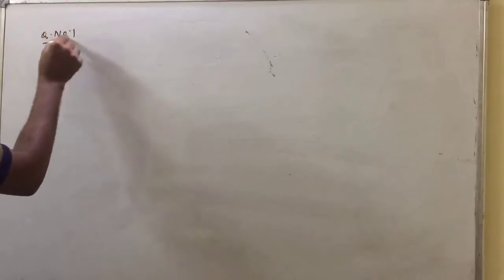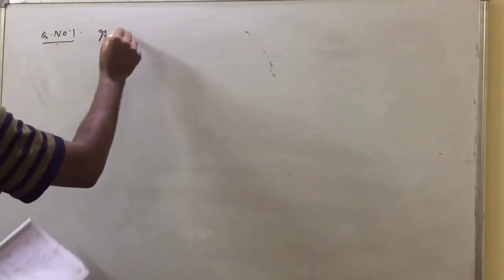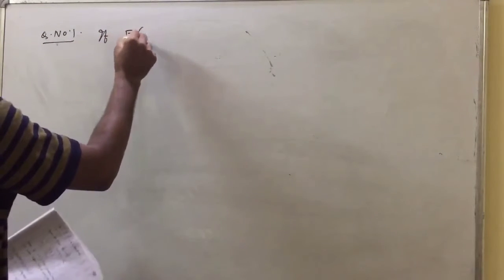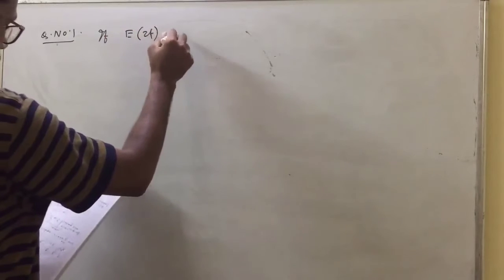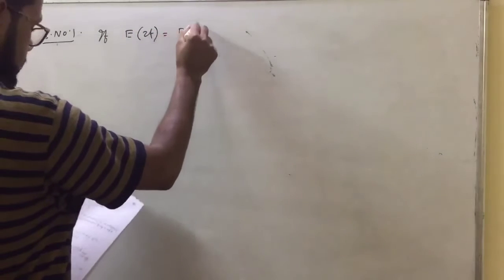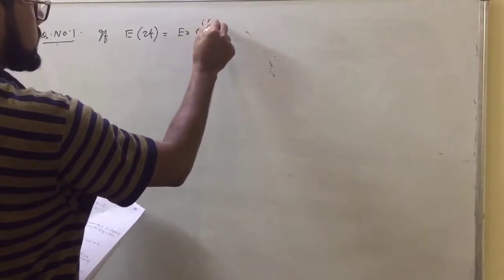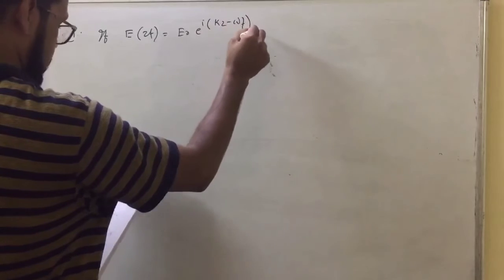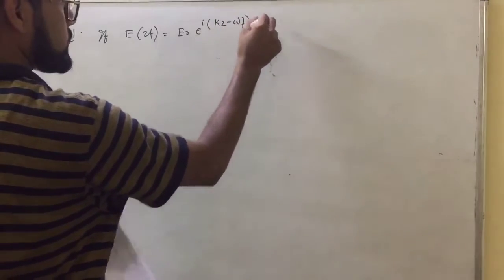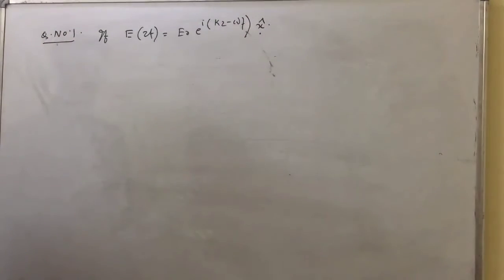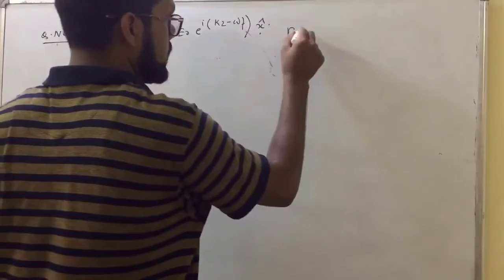See this question number one. If the electric field is E(z,t) = E naught e to the power i(kz minus omega t) x cap. This is the solution. Then find what is the value of B.